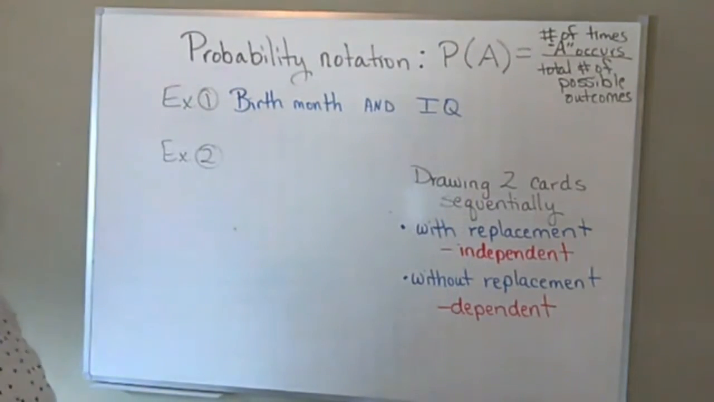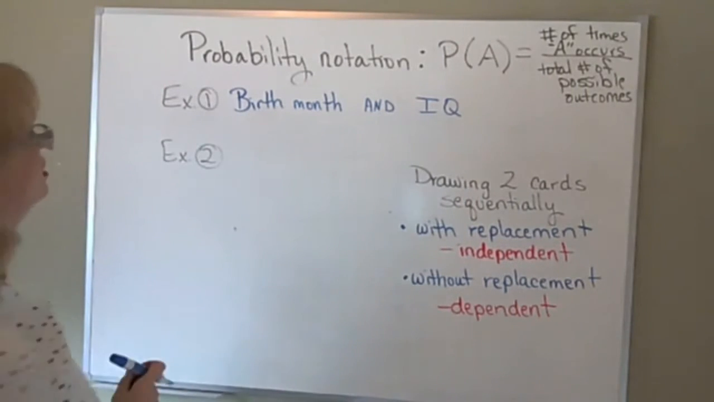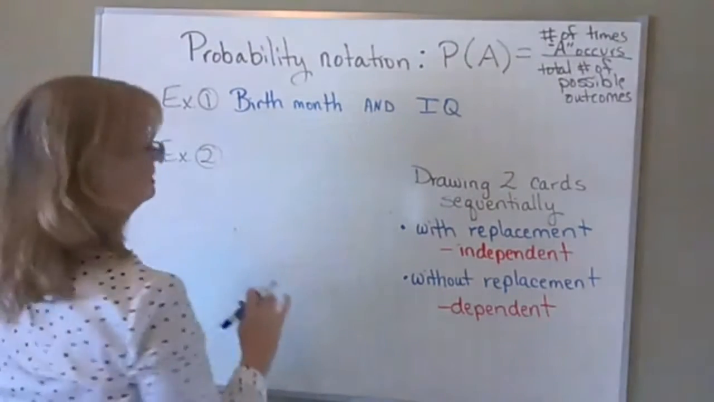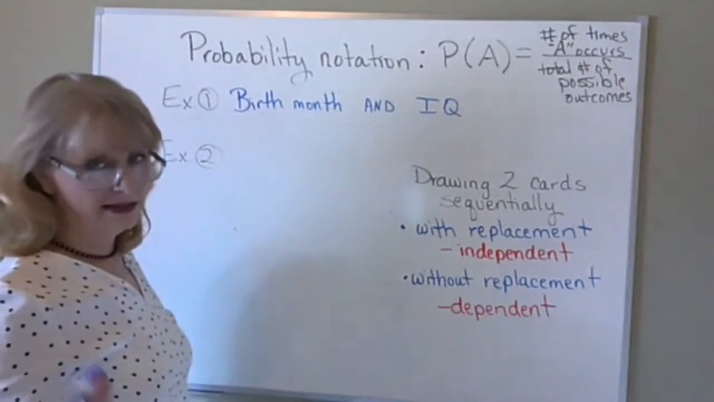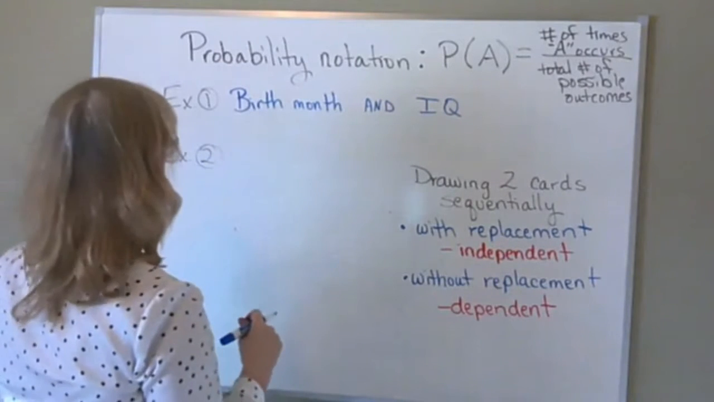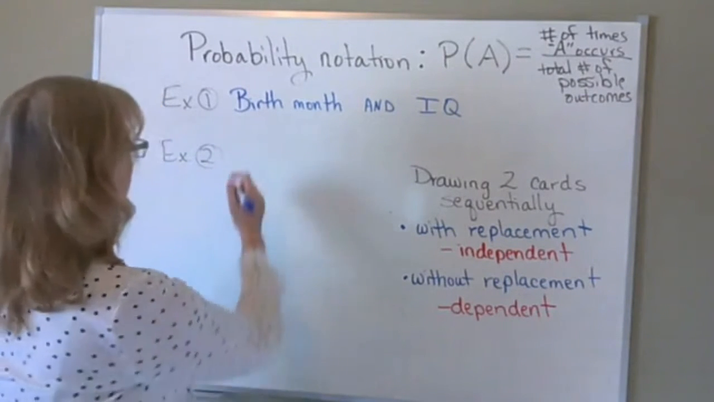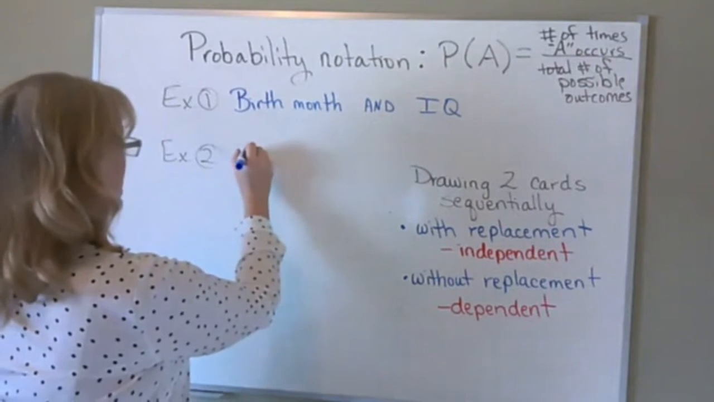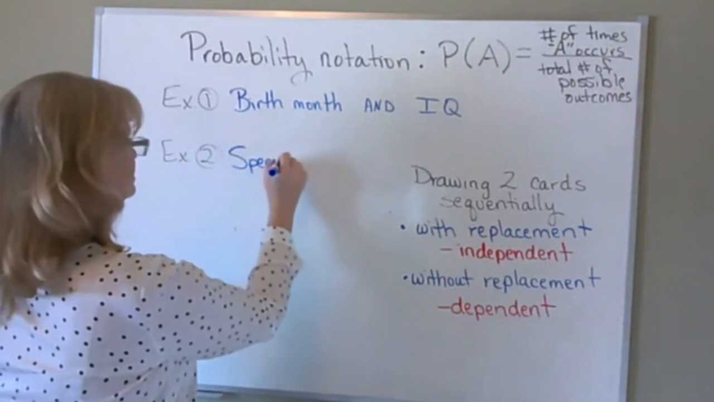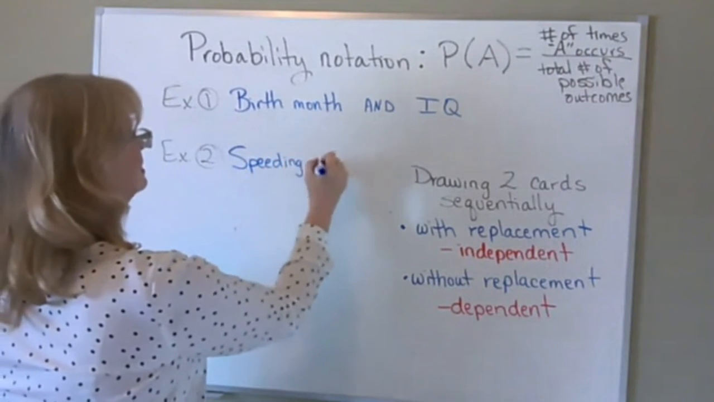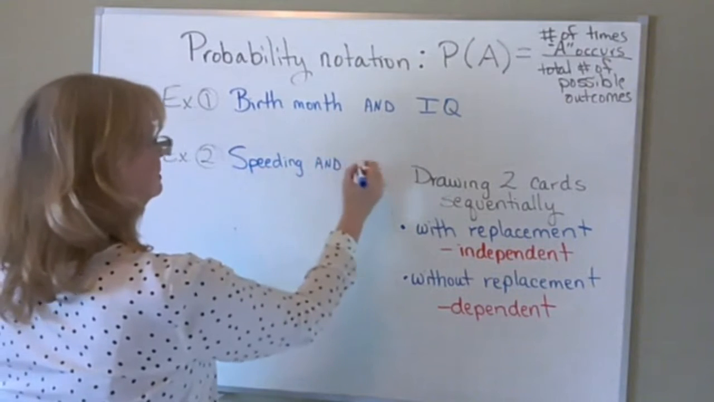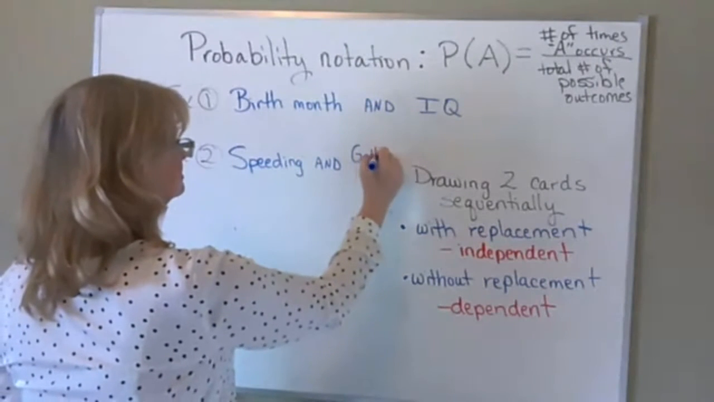One pair of things I want you to consider, are these independent or dependent, our birth month and IQ. So I want you to think about these for a little bit, and then after I check roll, we'll come back and talk about them. And the second thing, speeding and getting a ticket.